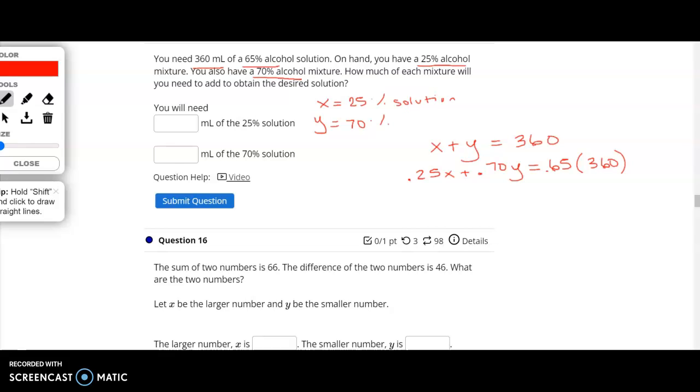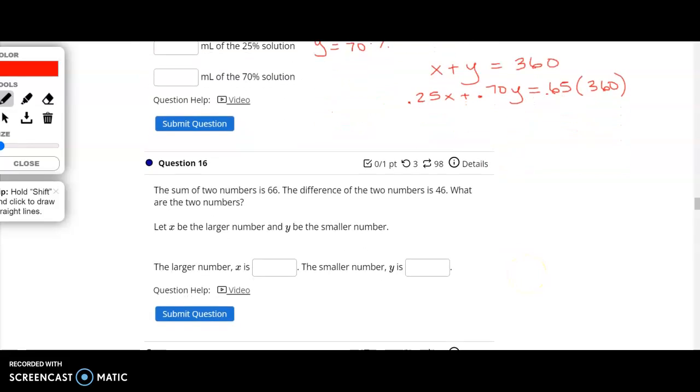Okay, so let's go ahead and simplify that. So we're going to get, there we go. We'll have still the x plus y equals 360, and then 0.25x plus 0.70y equals 234. Okay, so now we've set up our system.